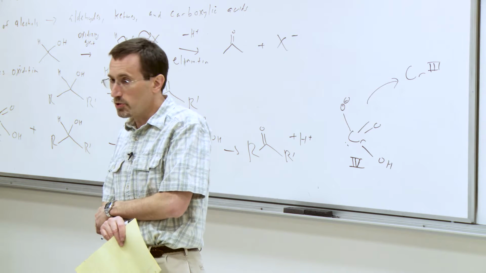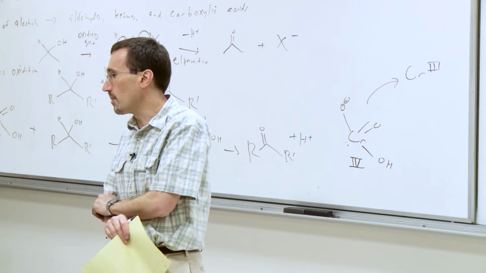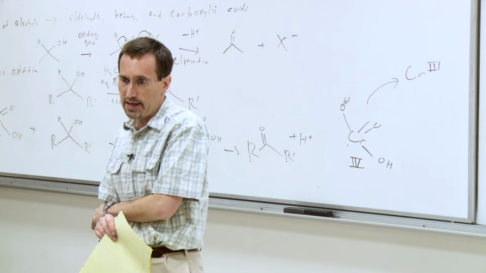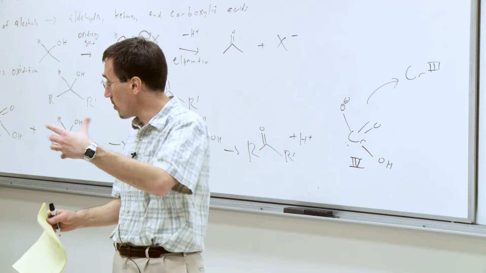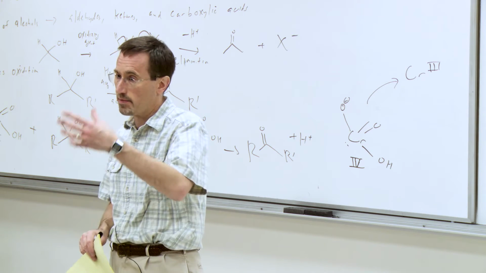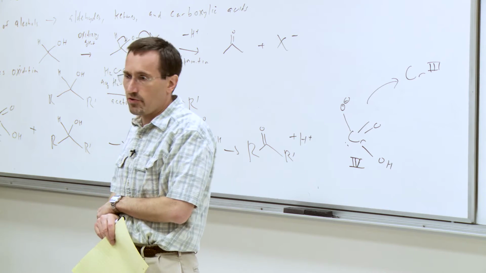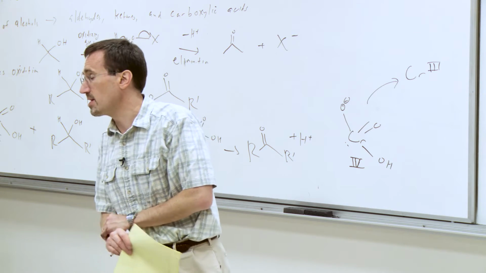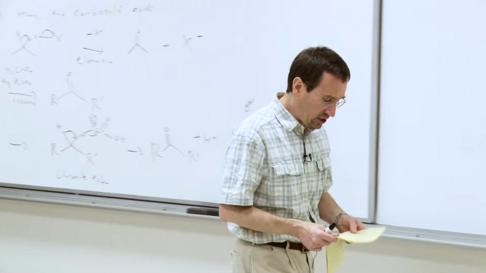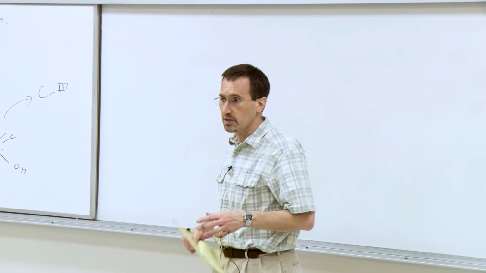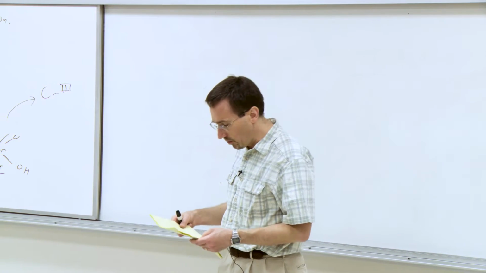The real issues with chromium-6 haven't been so much small-scale laboratory use, but it's widely used in electroplating, meaning making chrome-plated steel and the like, automobile parts and other parts where you have vast vats of chromium. And then the waste stream from that can lead to contamination of the water supply and even cancer, as was outlined in the movie Silkwood.